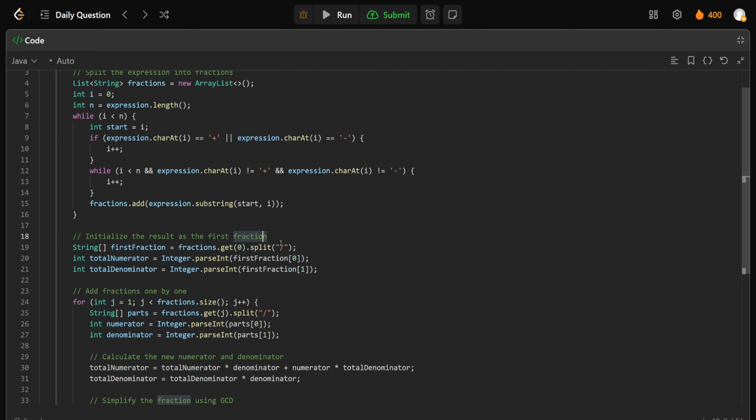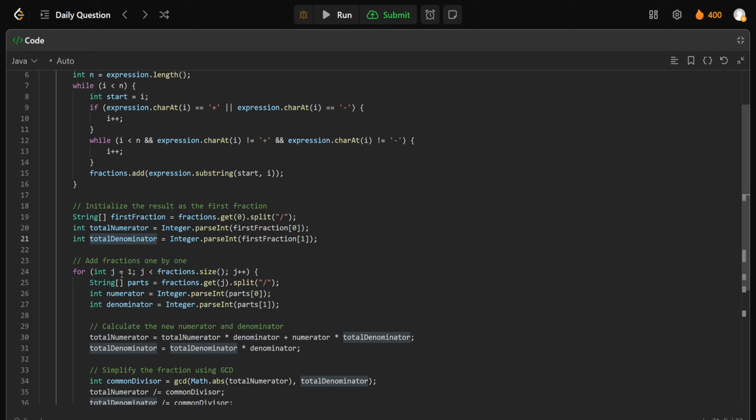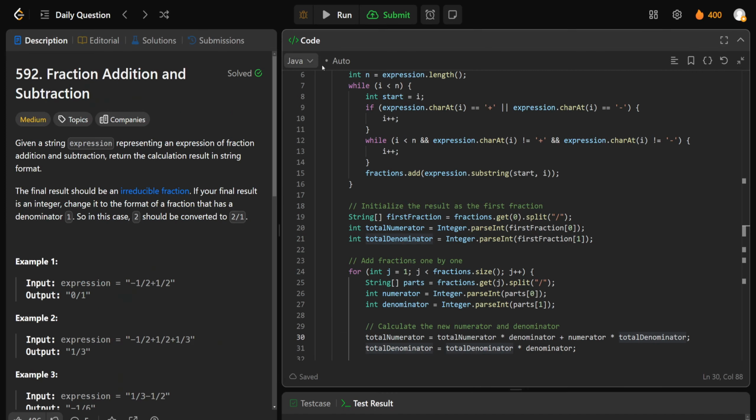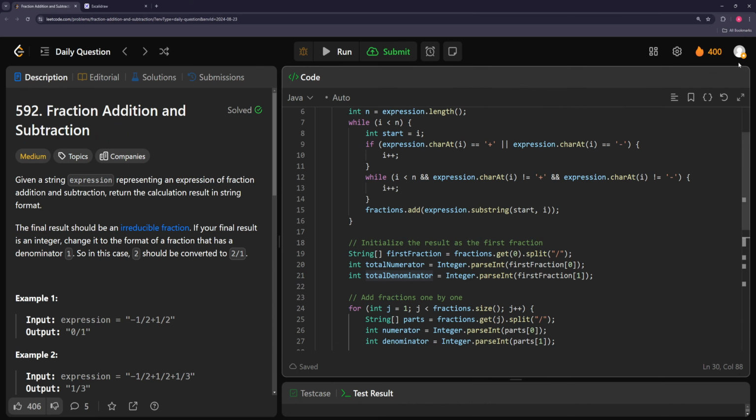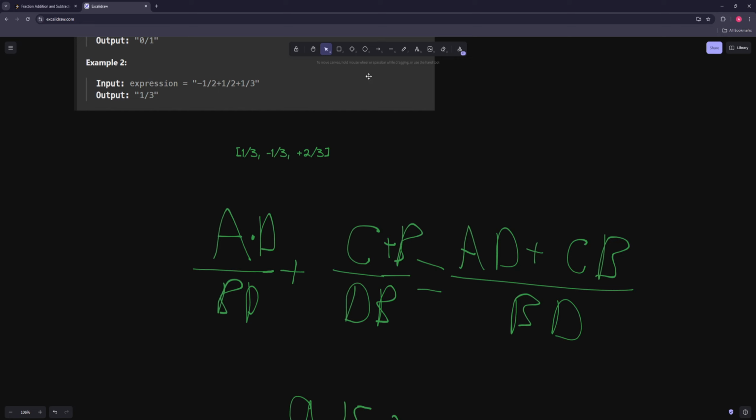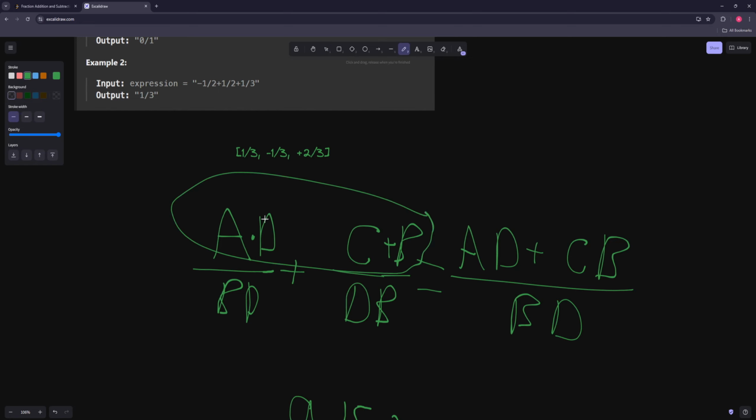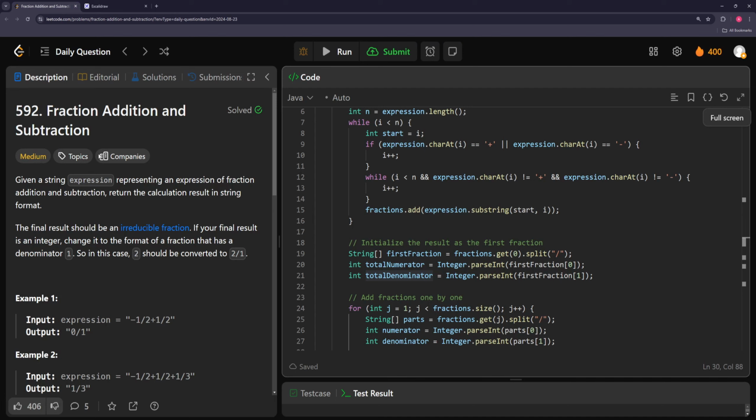So we take our first fraction, we split on the backslash to get the numerator and the denominator. So the total numerator will be like our current running numerator. Total denominator will be our current running denominator. Then we just keep going down all the fractions, and we take one of the fractions, we split it, we get a numerator and a denominator. And then we get a total numerator, which is, like I said, the old total numerator times the denominator of this fraction, and the numerator of this fraction times the denominator of the old fraction, which is basically that Excalidraw thing that I drew in here, right? So it's this thing here that we're doing. This is like our new total numerator here added together.